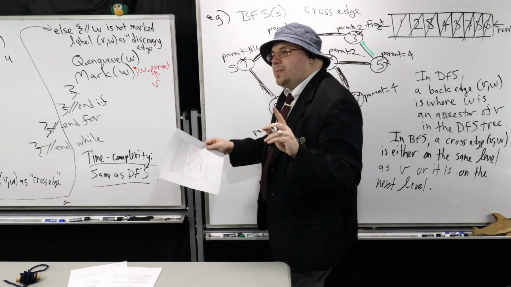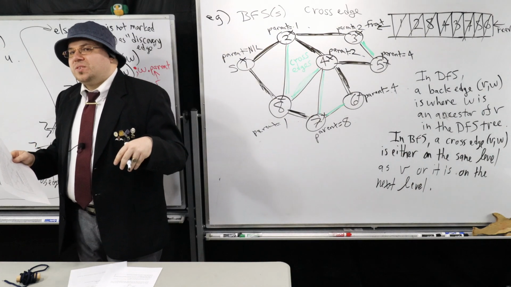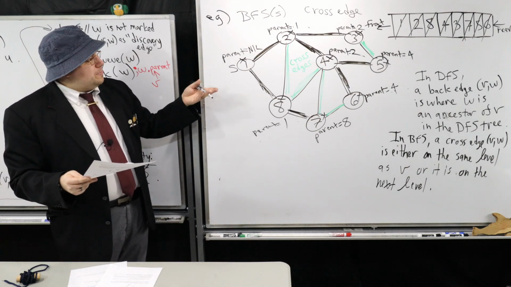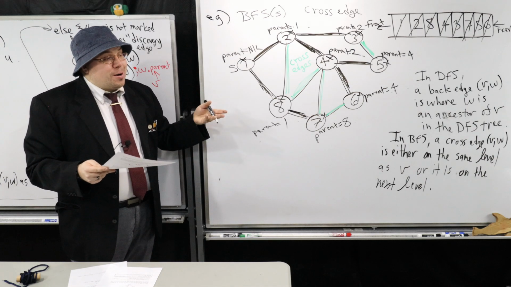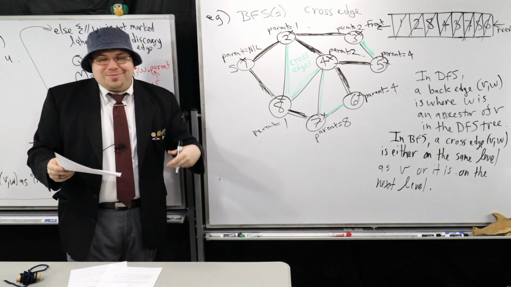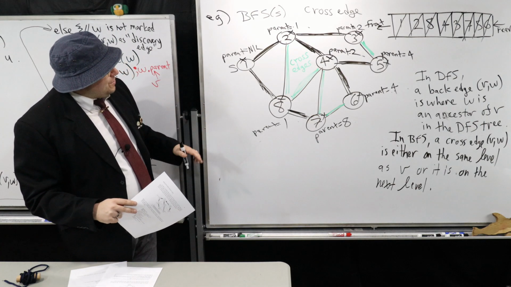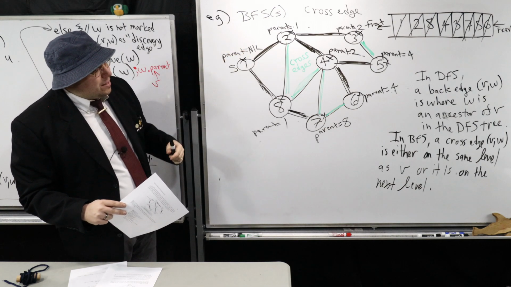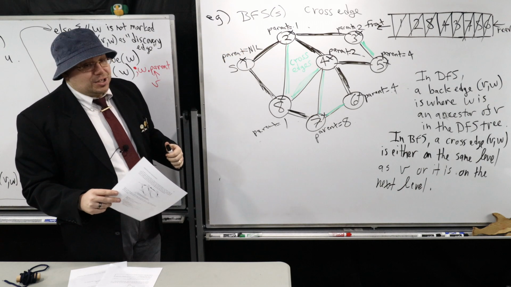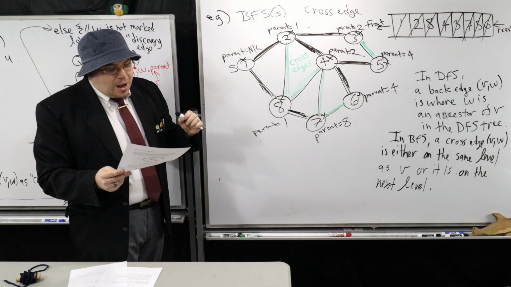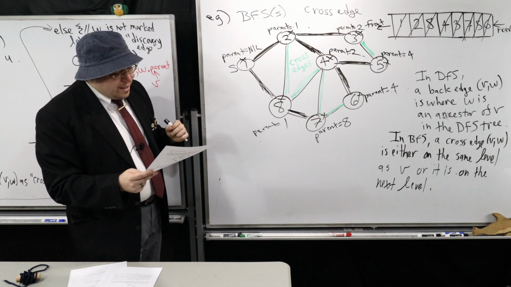So I've got to talk about what I mean by these levels. You remember how I talked about how the black edges form a tree? That's what we said with DFS. In BFS, it's true as well. So notice that I have a tree. If I look at the black edges, they are discovery edges. I want you to notice something very interesting that happens.